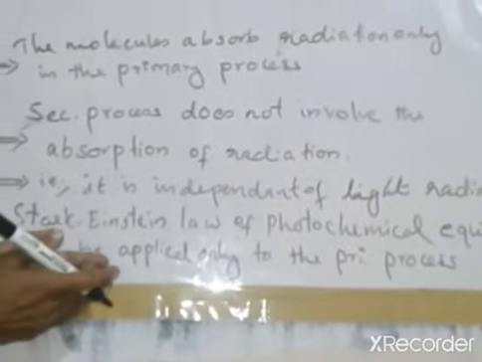That is, the Stark-Einstein law of photochemical equivalence can be applied only in the primary process, because only in the primary process can the molecules absorb the radiation of light.